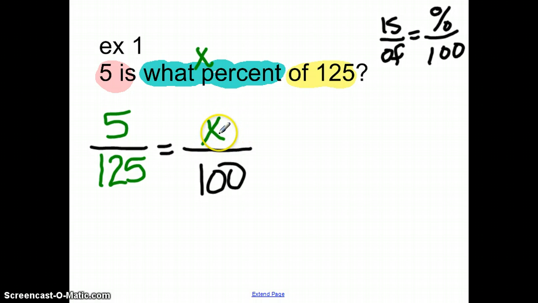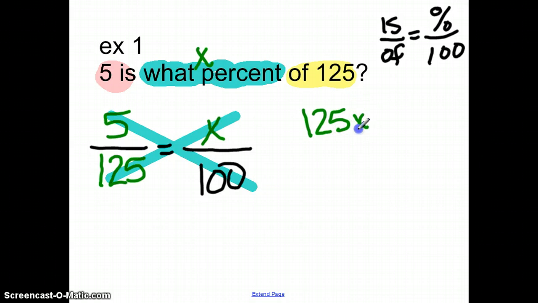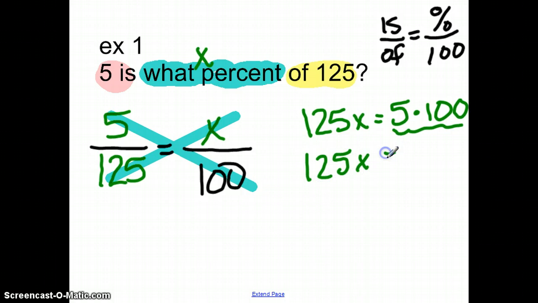And then x is going to go on the top here because it's what percent. Now my job is really to cross multiply and solve this. So 125 times x is 125x. In the other direction, it's 5 times 100. Now I know if I were to put this in my calculator, 5 times 100 would give me 500.